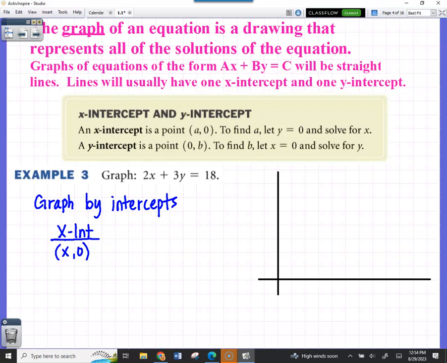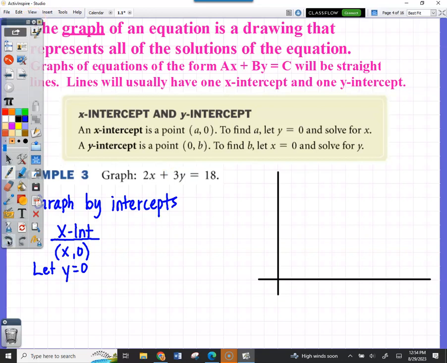Which means let y equal 0. Which means plug it in for y and find out what x is. So if you come up here to your equation, here's why graphing by the intercepts is so convenient. If I plug 0 in for y, this does not become 30, it becomes what? 0. Which means I'm left with 2x equals 18, x is 9.